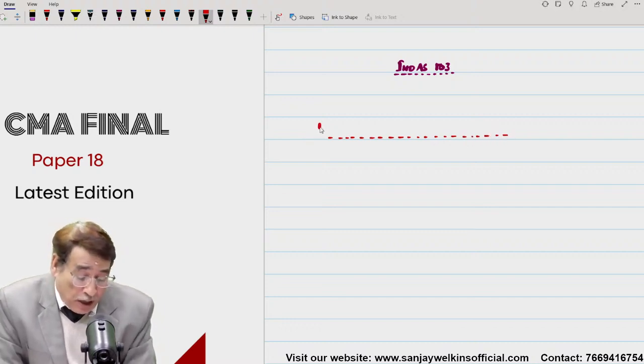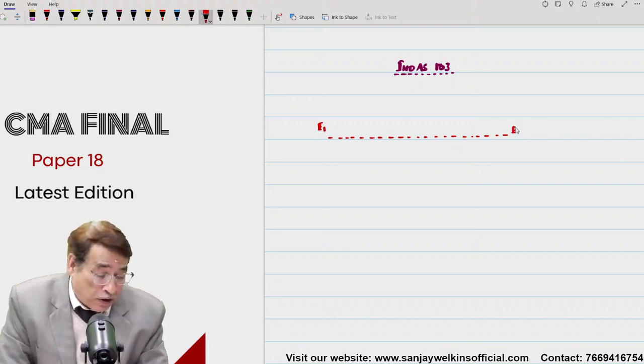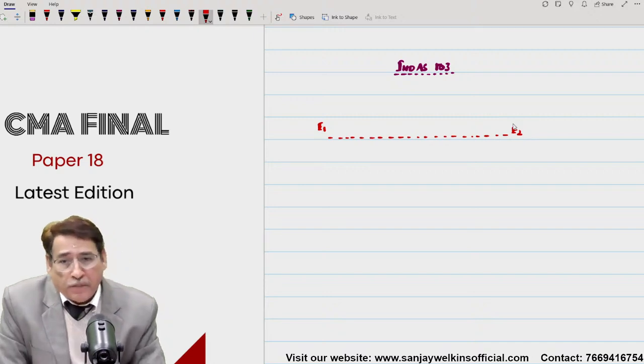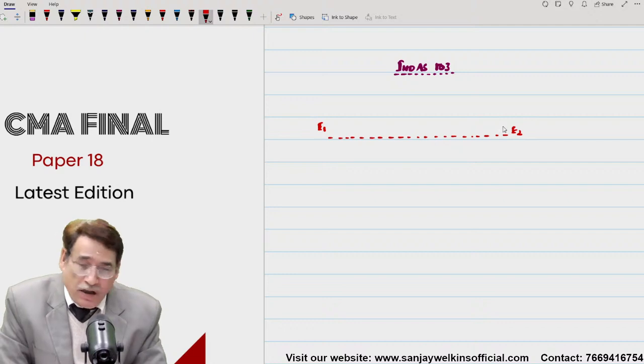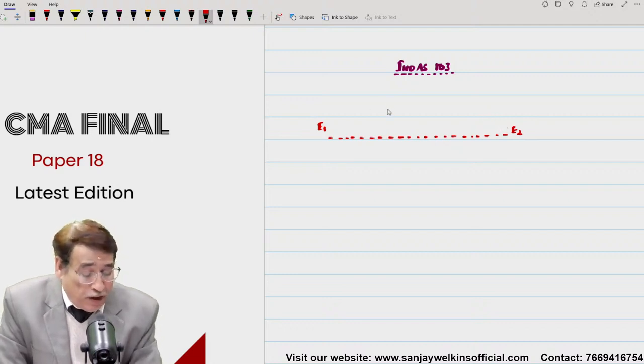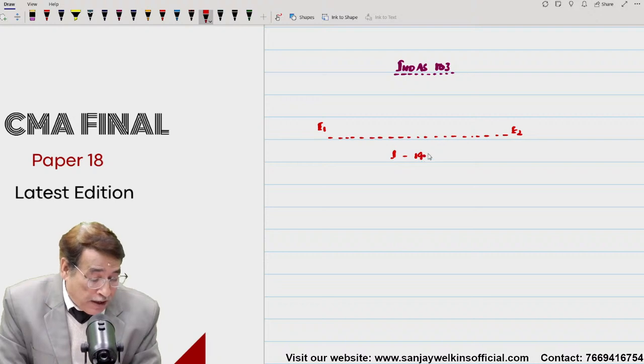Suppose there is an enterprise by the name of E1, and there is another enterprise by the name of E2. We further presume that E1 has invested in E2, and the investment of E1 in E2 is, let us say, in between 1 to 19.99%.